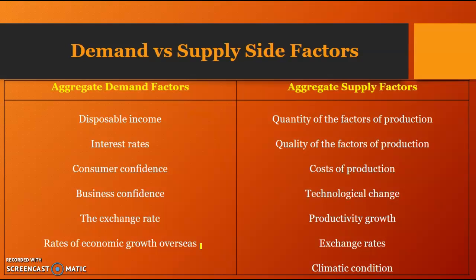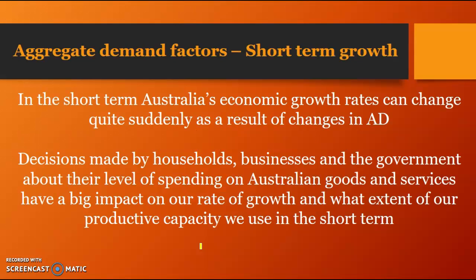So looking at demand side factors first, in the short term, Australia's economic growth rates can change quite suddenly, and that can be as a result of anything that influences aggregate demand. And when we're looking at aggregate demand, we're looking at factors that impact consumption, so the spending of households, businesses, which is investment spending, and government spending, or anything that impacts exports as well.